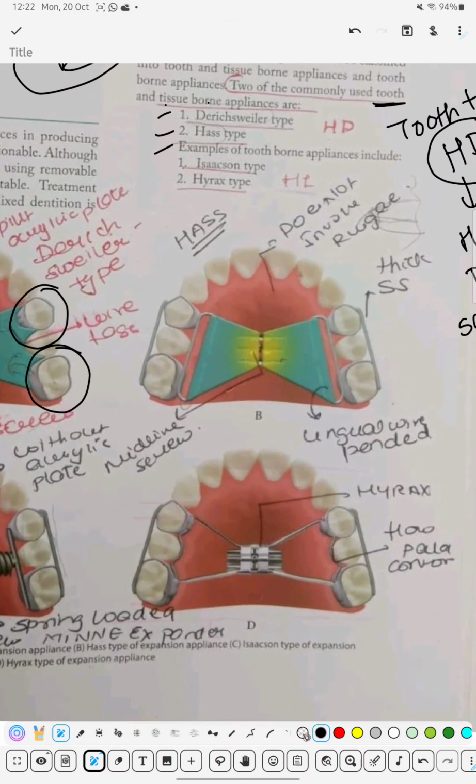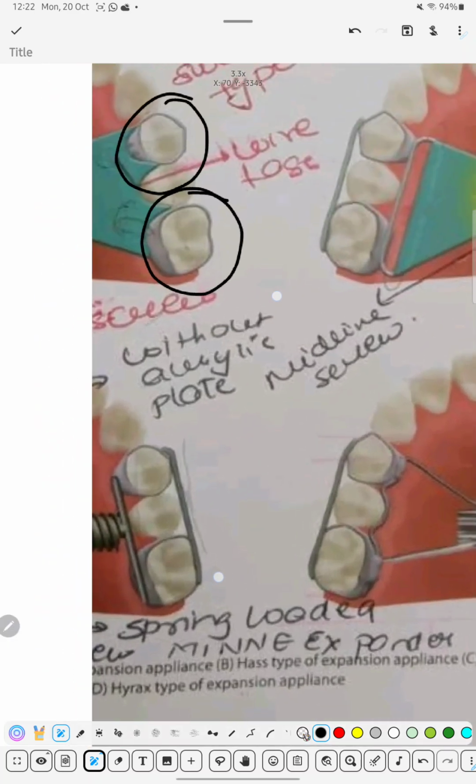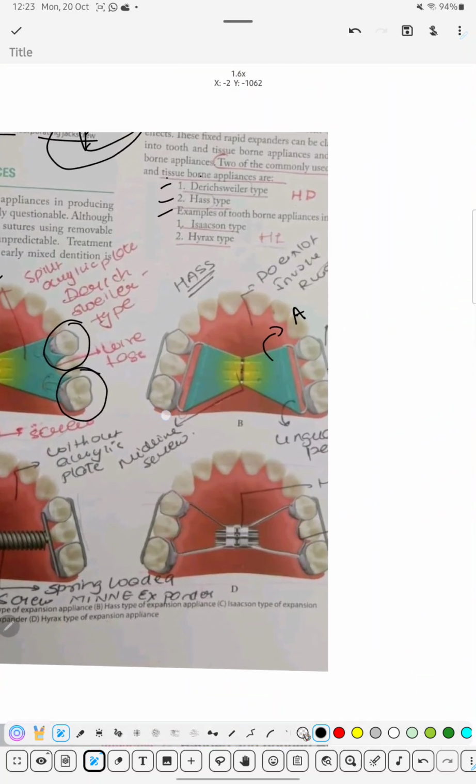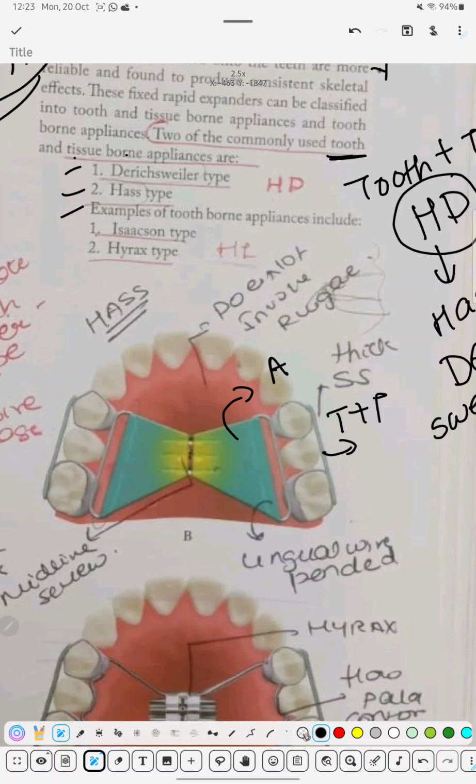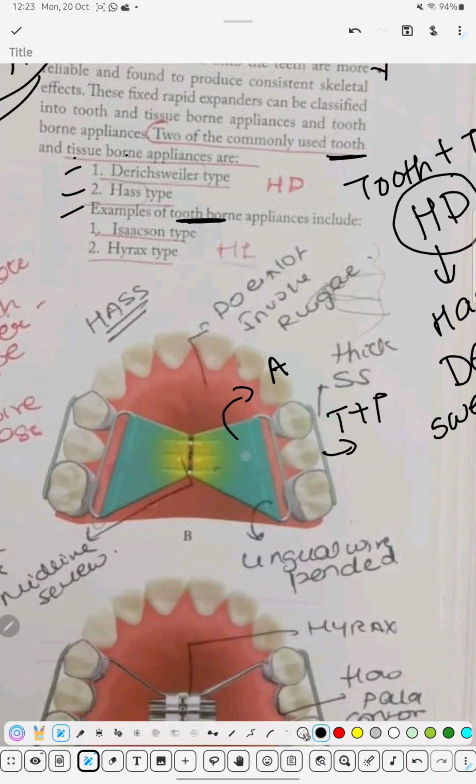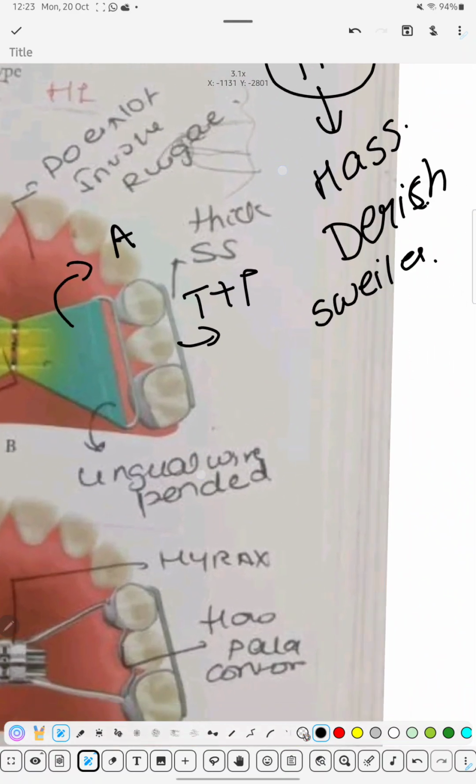You can see that it has an acrylic plate and it has clasps, hence it is called a tooth plus tissue appliance. Similarly, the next type is the tooth bone appliance. It is of two types. The short forms you can take as Hyrax and Isaacson.